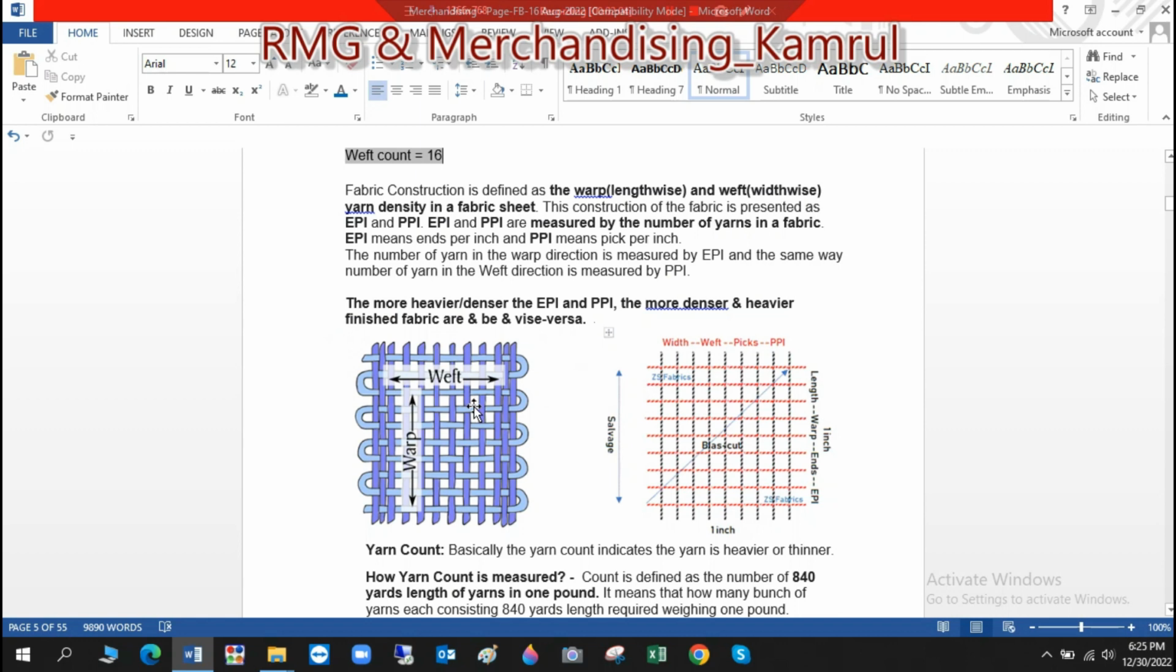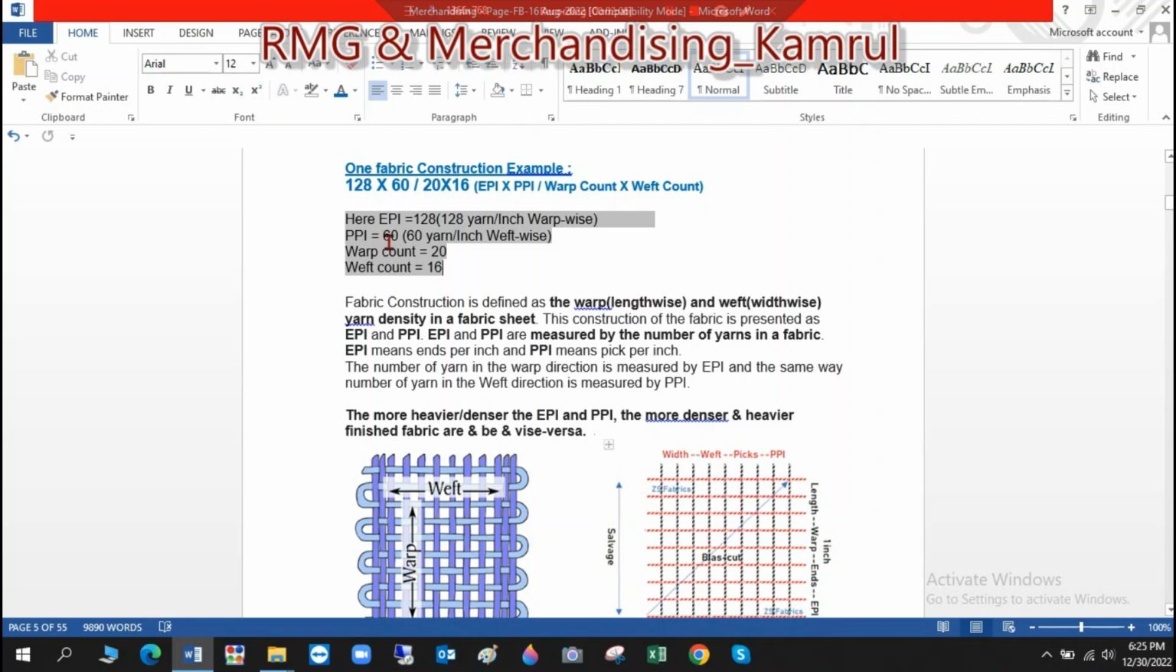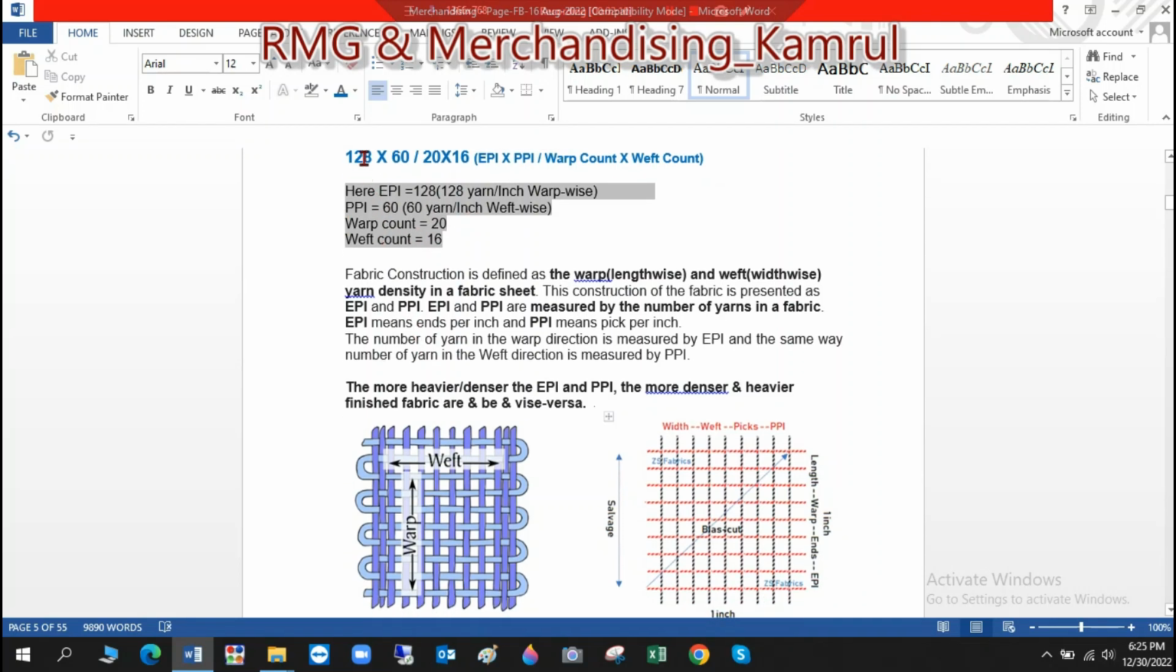So yes, you have got some points from here, and this is what warp count and weft count are. See, warp count means this number of 128 yarns, and here the number of 60 yarns, and this 20 is the yarn count.